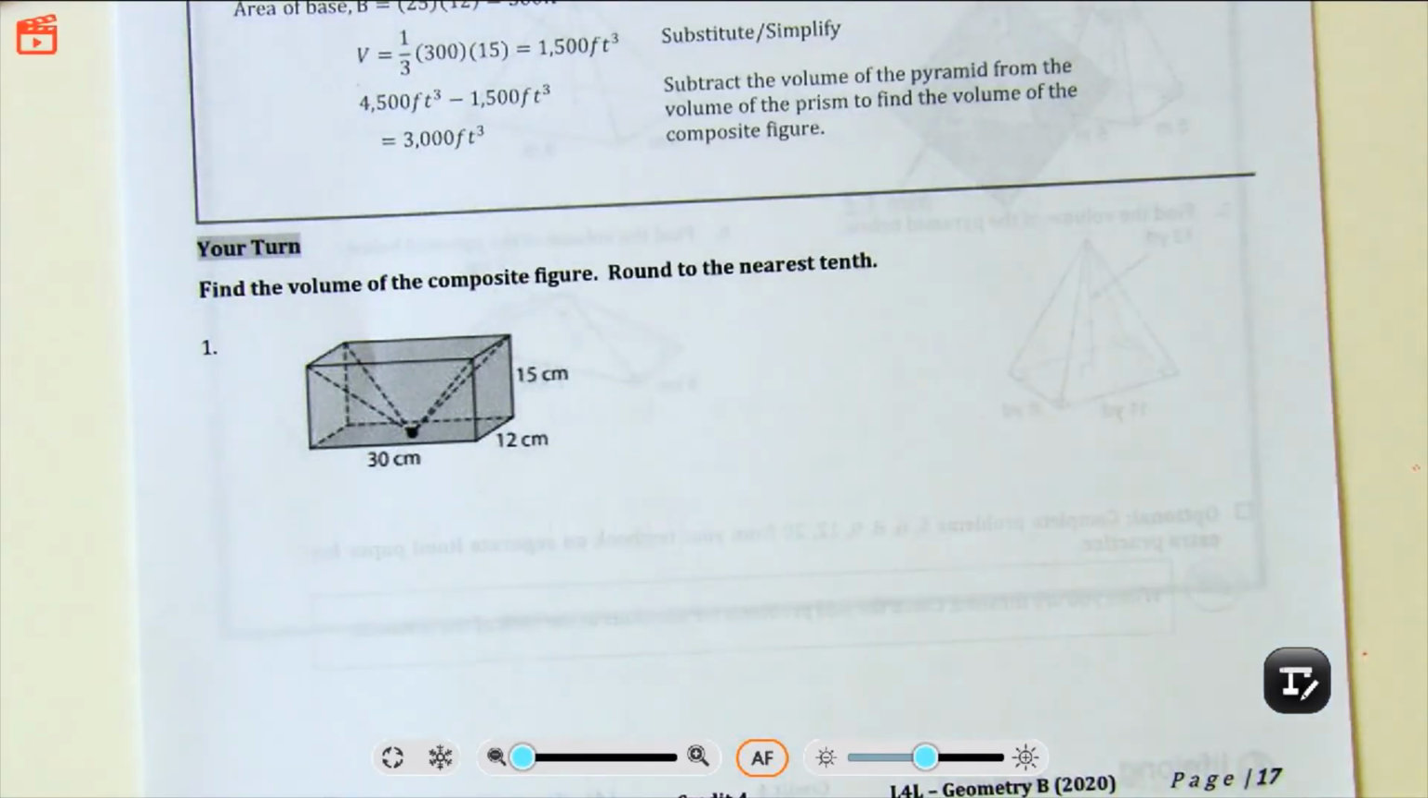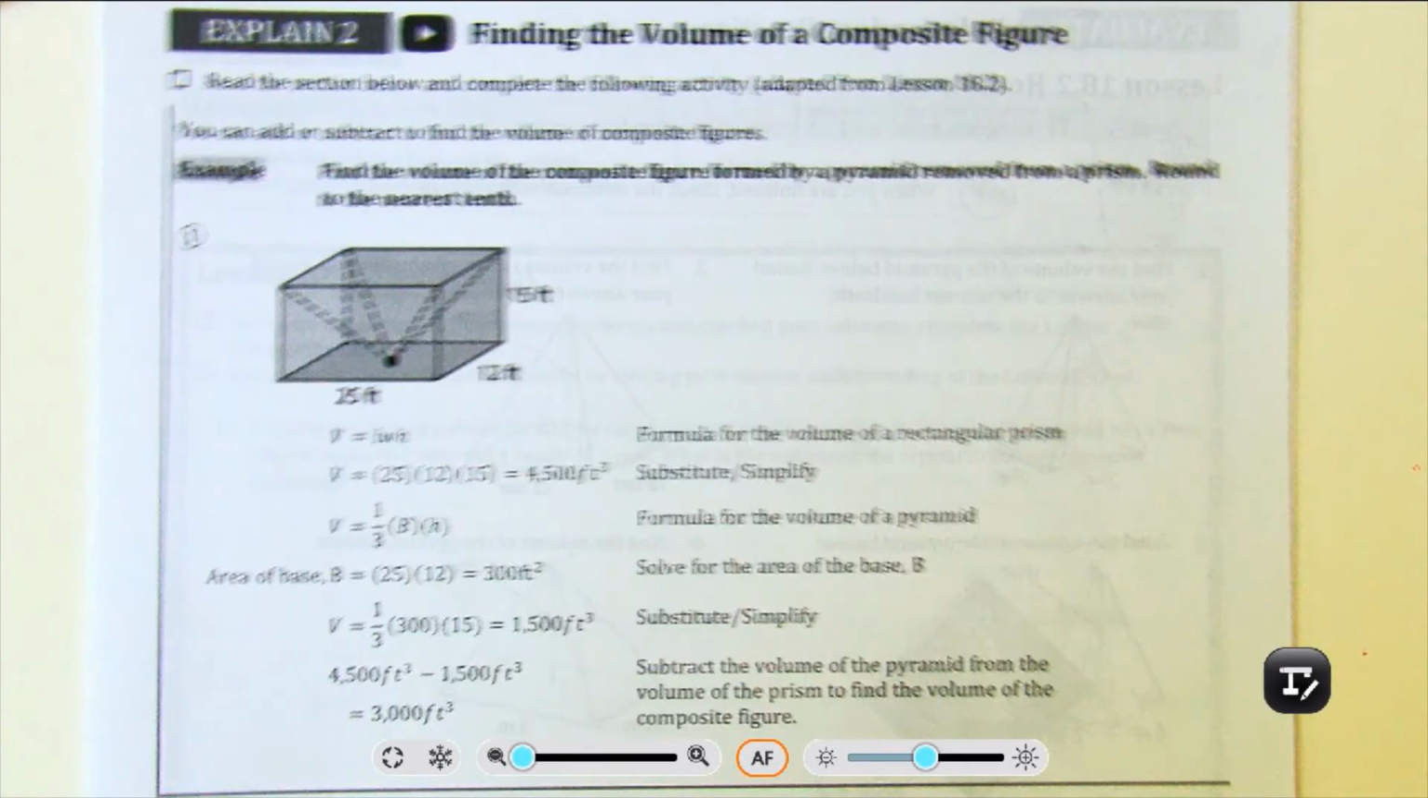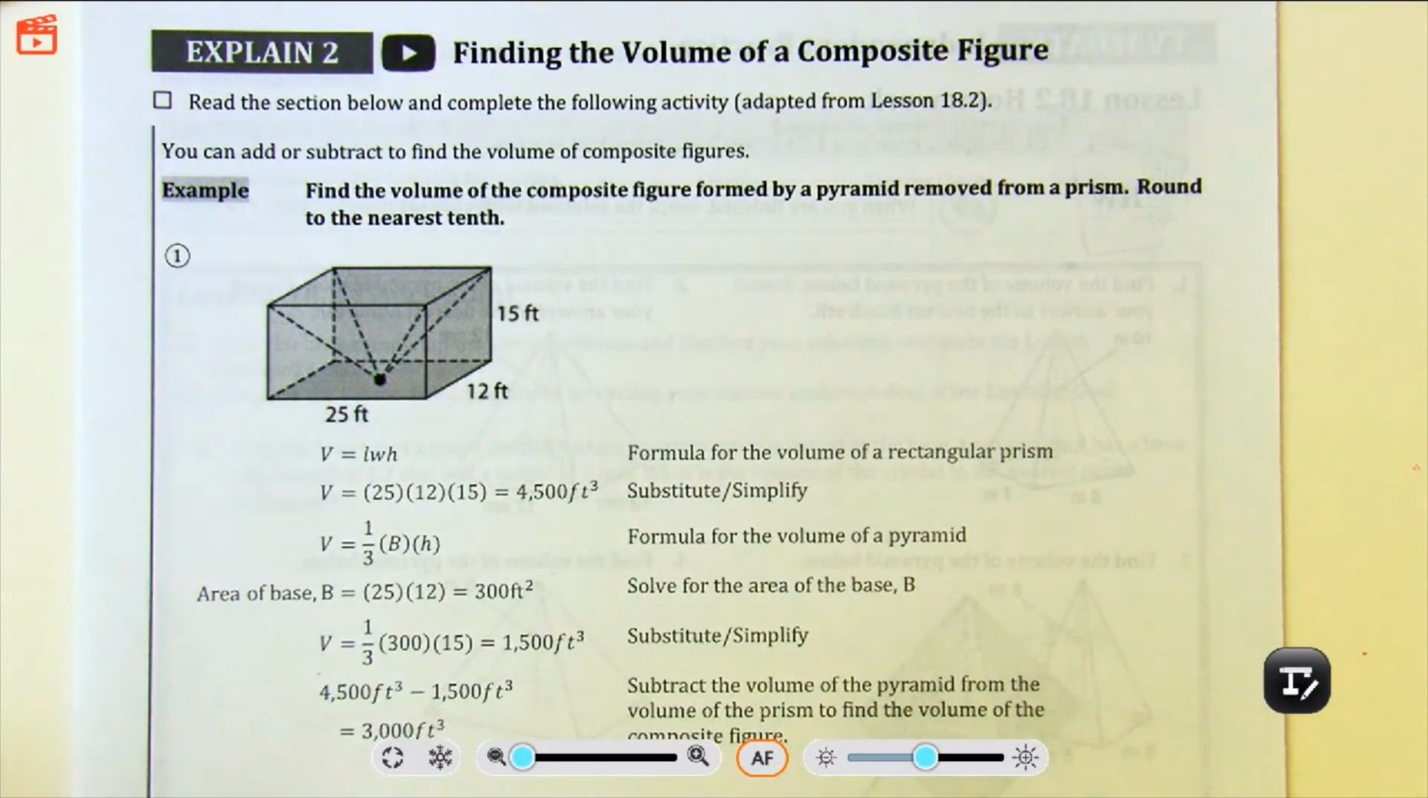Okay, next we're going to be talking about composite figures involving pyramids. So remember that with composite figures, we could either add two figures or we could subtract two figures, depending on what the object is.